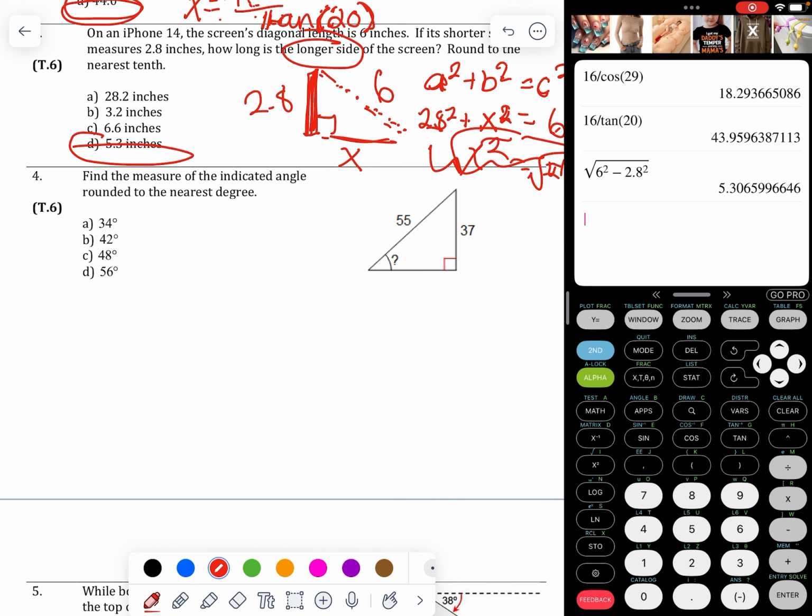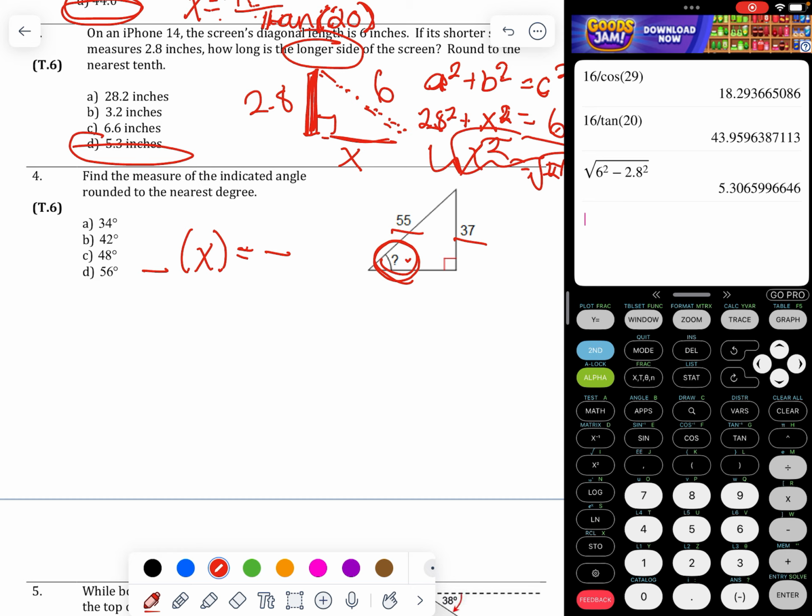Number 4 says find the measure of the indicated angle. So we're looking for the angle. We're still figuring something out. I've got a side and a side. We're going to use trigonometry. I don't have the angle, so I'm going to give it x. Got to figure out what trig to use and my ratio.